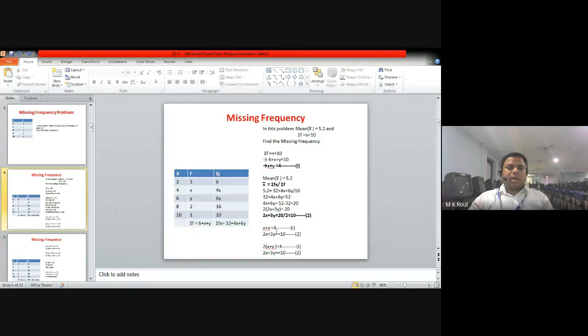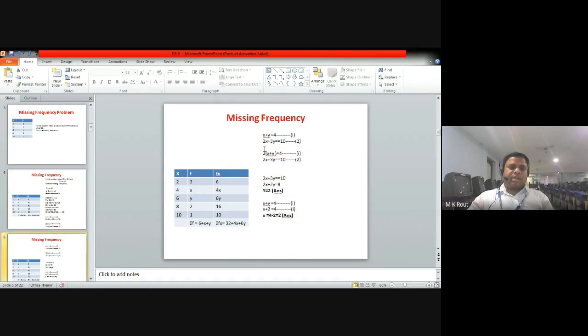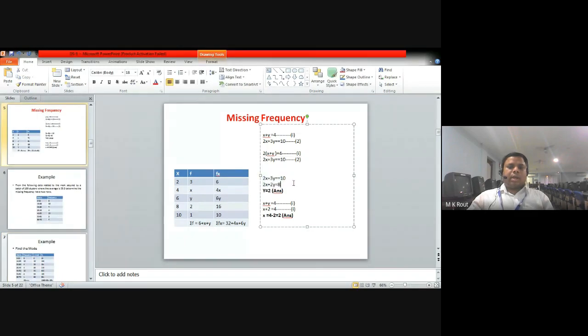I have written both equations at the bottom of this slide: x plus y equals 4, that is equation 1, and 2x plus 3y equals 10, this is equation 2. For simplification, I multiply equation 1 by 2, that means 2x plus 2y equals 8. Then subtract these equations. The 2x cancels, and 3y minus 2y gives y equals 10 minus 8, that equals 2. You get the value of y.